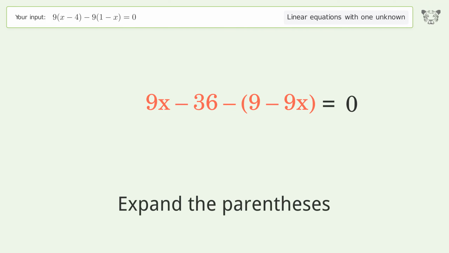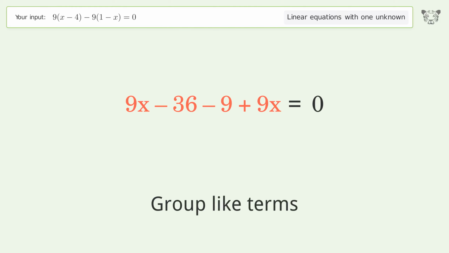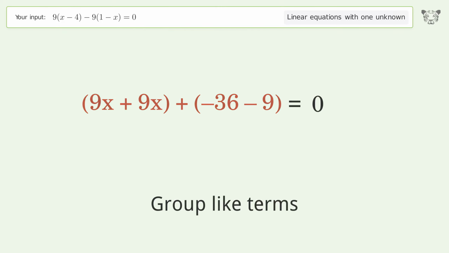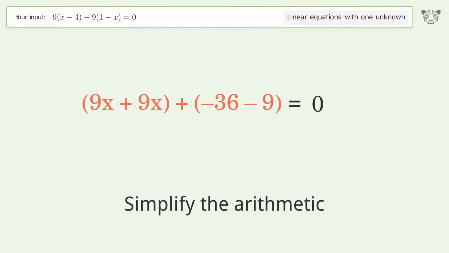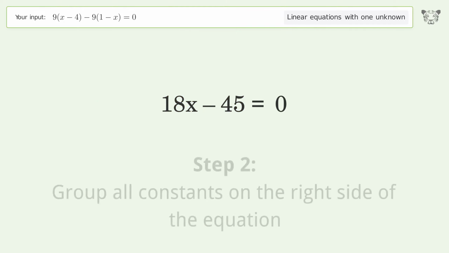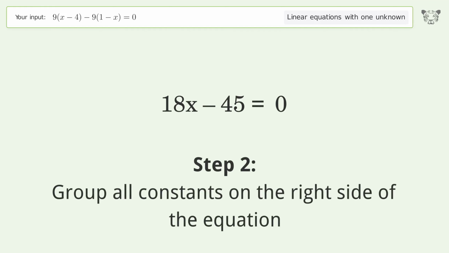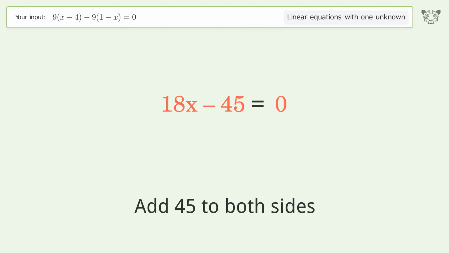Expand the parentheses. Group like terms. Simplify the arithmetic. Group all constants on the right side of the equation. Add 45 to both sides.